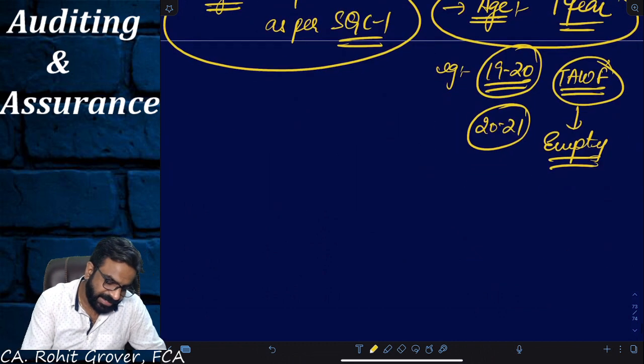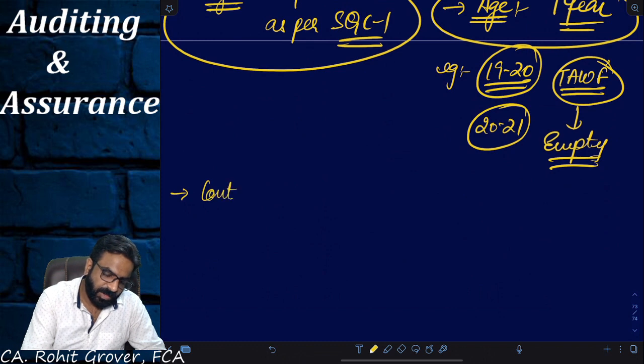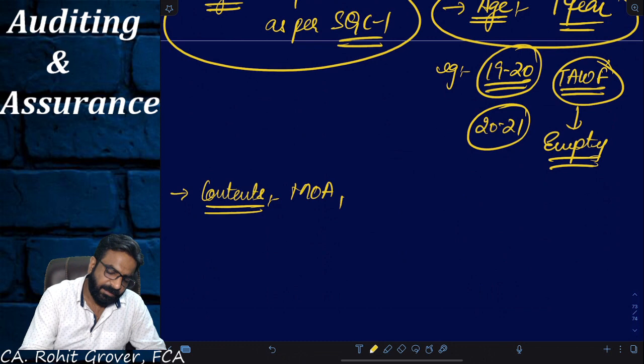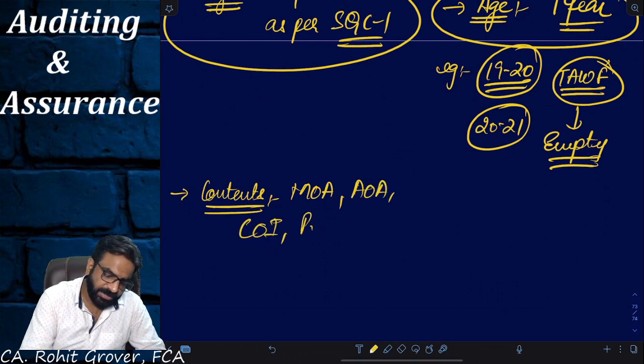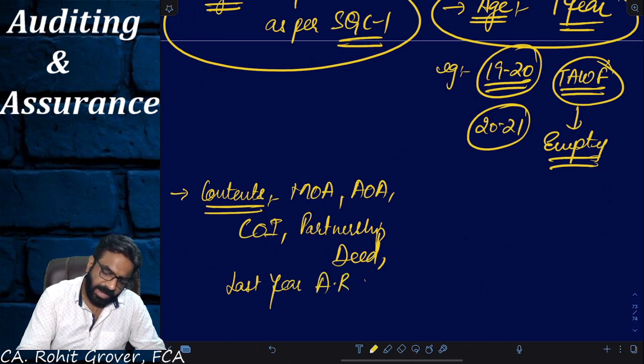Now, what are the contents of this file? What kind of documents will be there in this file? Can I keep the MOA, AOA, certificate of incorporation, partnership deed copy, last year's auditor's report, and last year's audited financial statements?